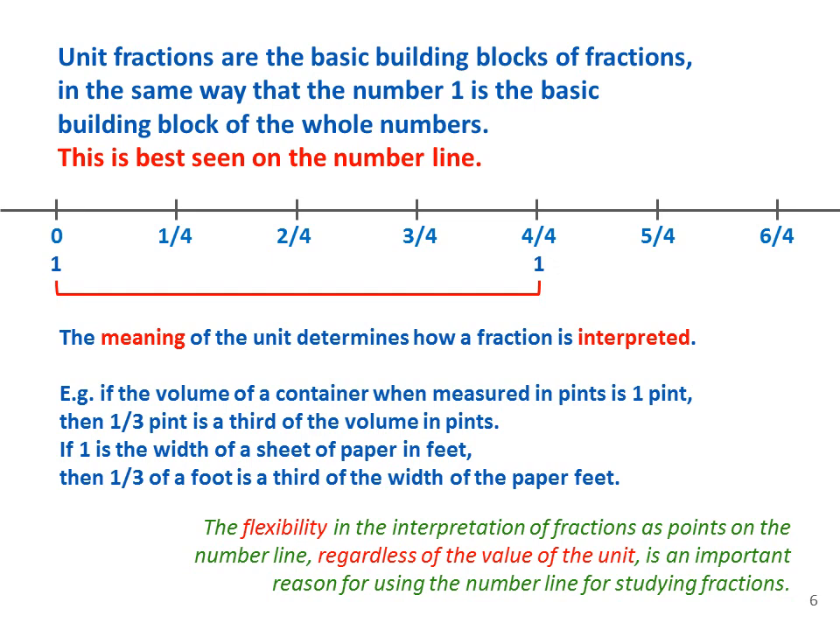First, let's review some important concepts covered in grade 3. Unit fractions are the basic building blocks of fractions, in the same way that the number 1 is the basic building block of whole numbers. On the number line, we find one unit or one jump between two adjacent whole numbers, for example between 3 and 4 or between 75 and 76. In the same way, we find a unit fraction between two adjacent fractions with the same denominator. For example, we find the unit fraction 1/4 between 3/4 and 4/4, and between 6/4 and 7/4.